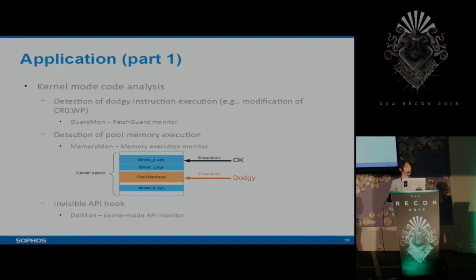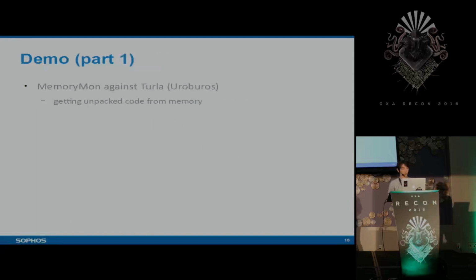And as a more advanced application of EPT, you can implement an invisible API hook. If you are interested in this project, please check out the GitHub page, DdiMon. Okay, so let me demonstrate MemoryMon, which is able to detect execution of pool with a rootkit driver.